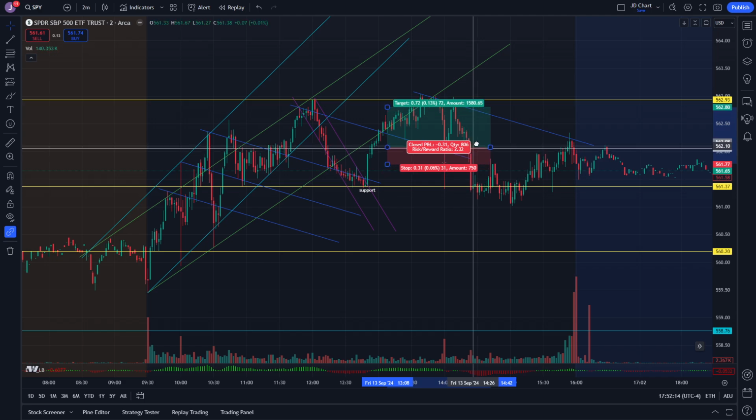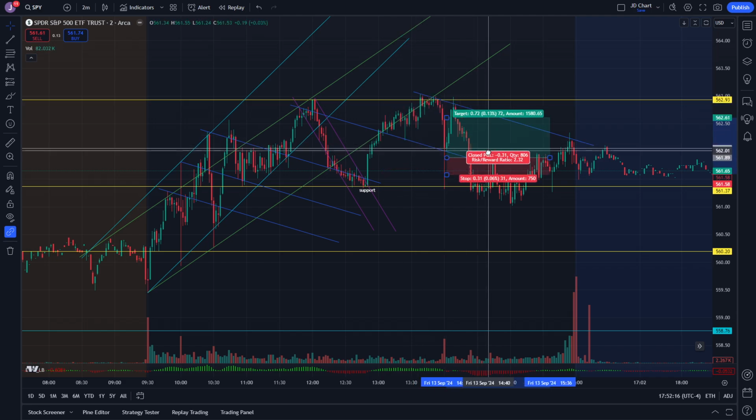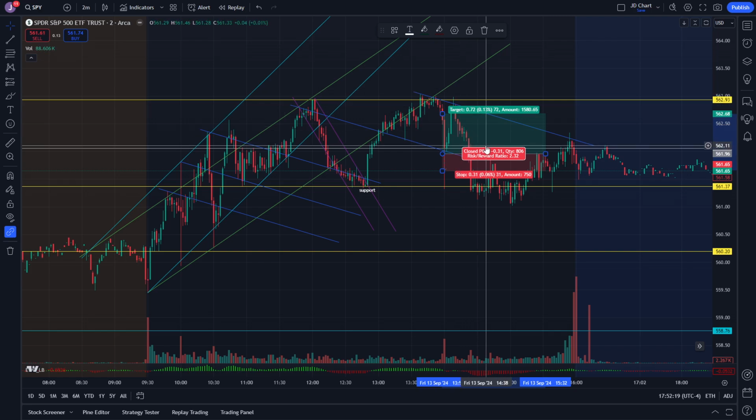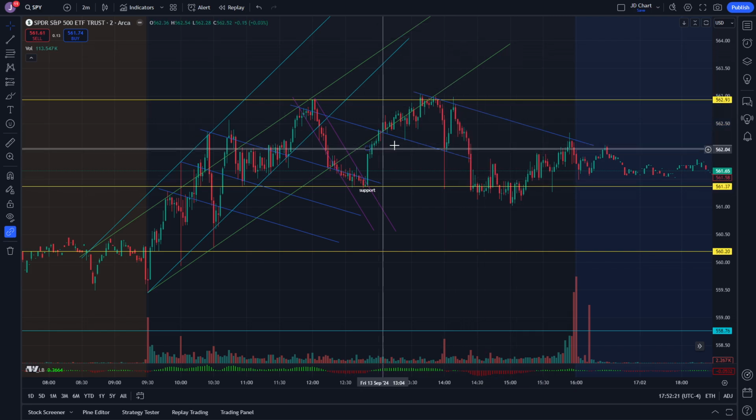You miss this entry. I mean, sure, maybe you catch this wick, right? This was a good long. I took this long this day, actually. So you just have to trade your risk, essentially, right? Take it back up to there. So you trade your risk.